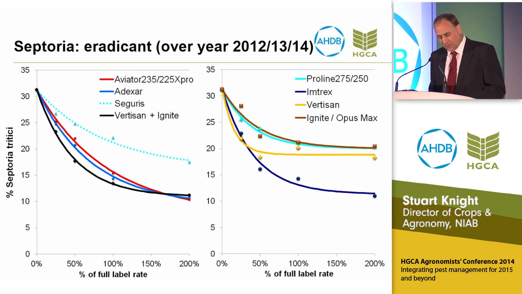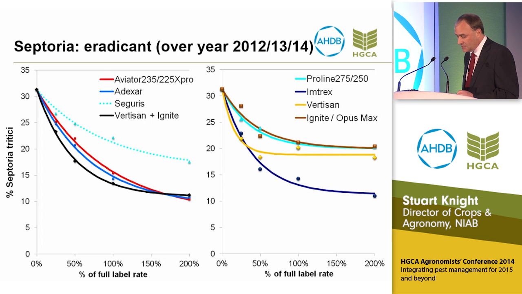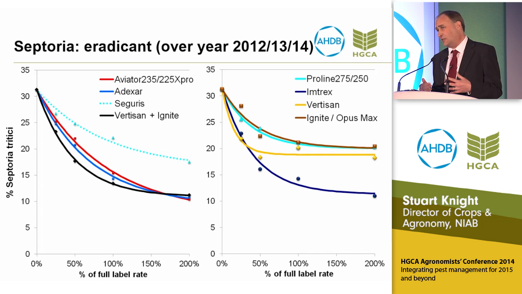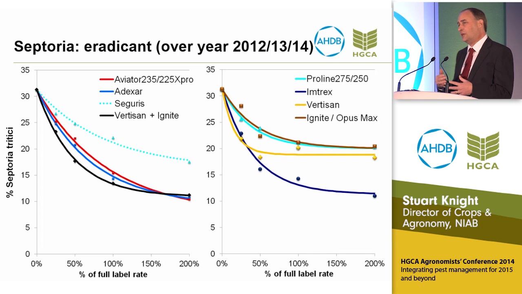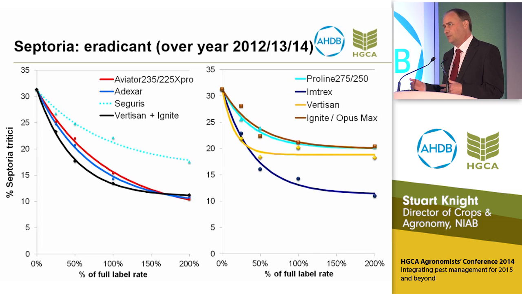So moving on to Septoria eradicant in terms of over-year data. And once again, looking at the performance of Proline and Ignite Opus Max, very, very similar performance, more or less on the same line. Looking at the 2 SDHIs, as we saw previously, they're outperforming the azoles, but there's a slight bit more differentiation between the 2 SDHIs when you look at the over-year, with the Imtrex showing some advantage over the Vertizan as a consequence of the results we had in the previous 2 years.